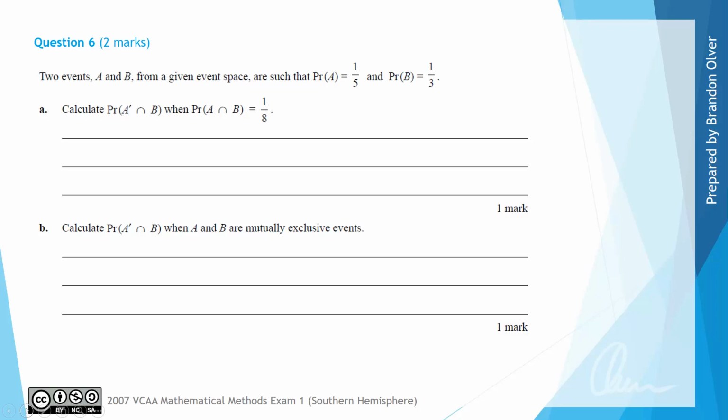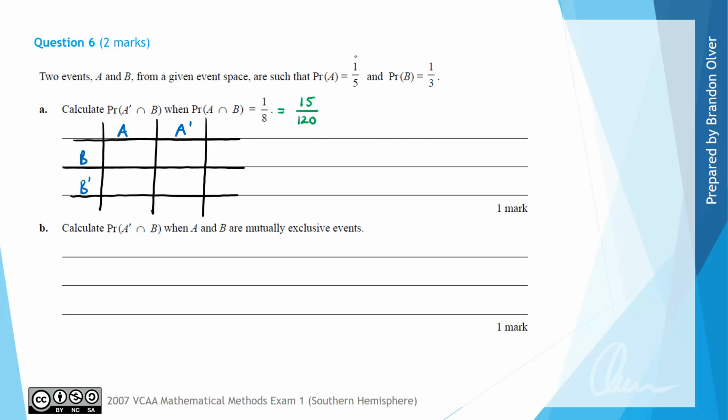To answer questions like this, I like to set up a Karnaugh map. A Karnaugh map will have A and the complement of A, B and the complement of B, and then we put that as a table. Next we want to put the information we know in there. So what we're going to do is get a common denominator for all of these fractions, which is going to be over 120. So 1/8 is equivalent to 15 over 120, 1/5 is equal to 24 over 120, and 1/3 is equal to 40 divided by 120.